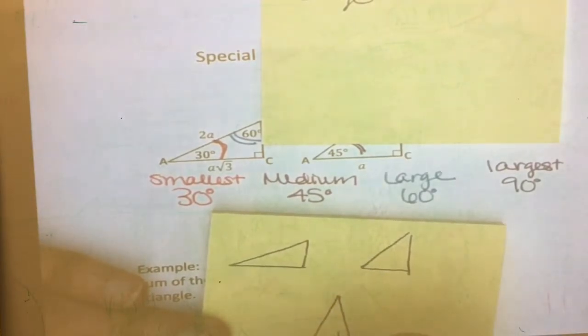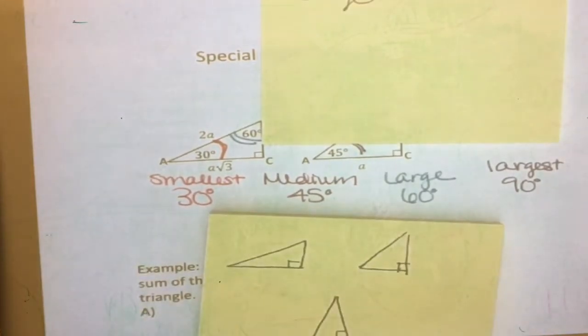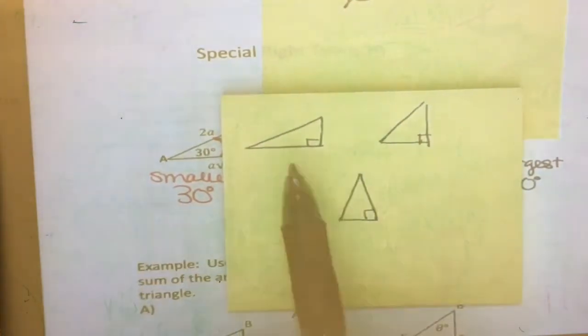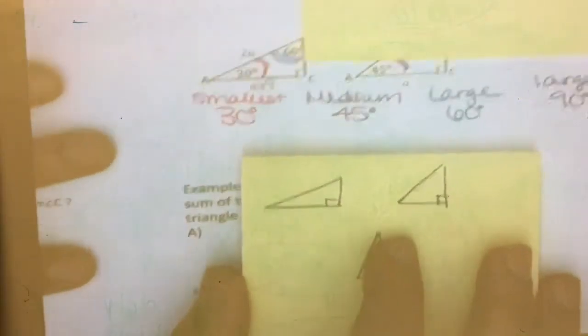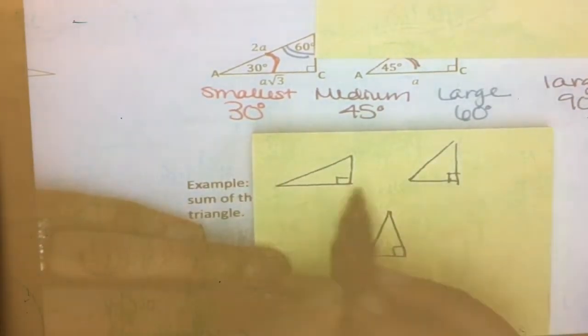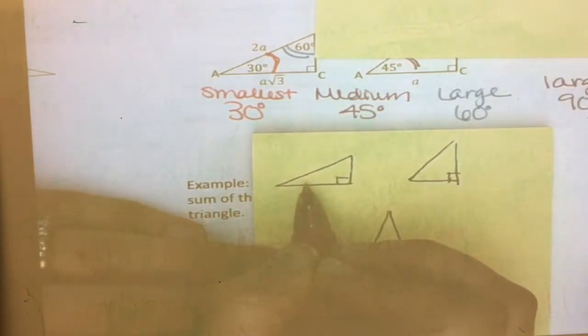Okay, so there are 3 triangles that we're going to remember. The 3 angles are those angles on the bottom. So if this is the smallest, what do you think that smallest angle is going to be? We only have to remember these 3 because they all have 90, right? We don't have to remember that one. What's this one? 30.